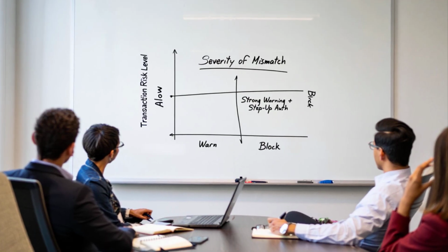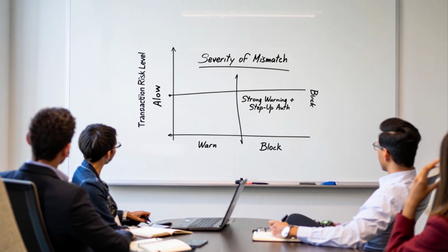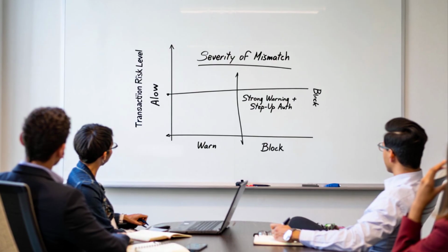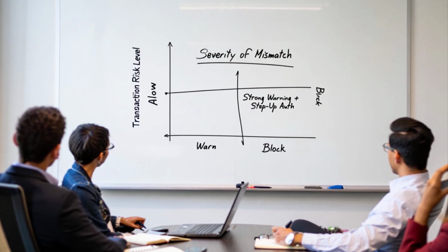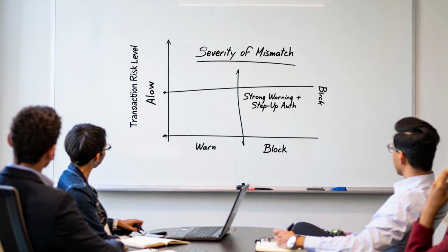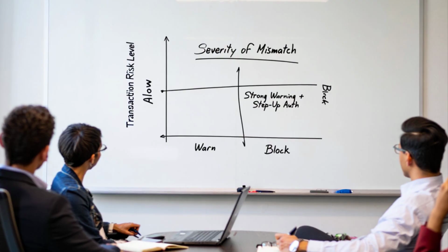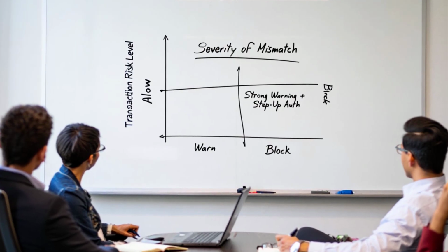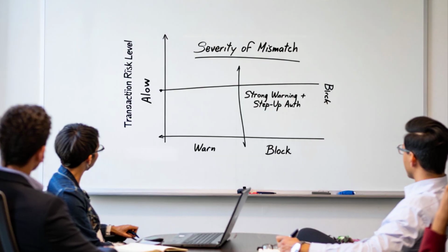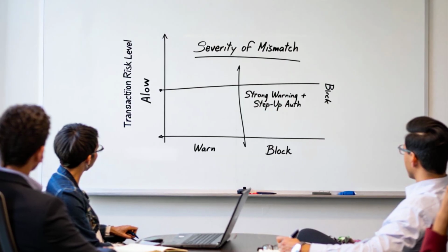PSR requires PSPs to refuse in cases of significant mismatch. For close matches or minor discrepancies, a warning plus the ability to proceed is appropriate. Your policy needs to define: at what match score does a warning become mandatory? At what level does an outright refusal apply? And when does a mismatch plus other high-risk signals trigger step-up authentication rather than just a warning screen?